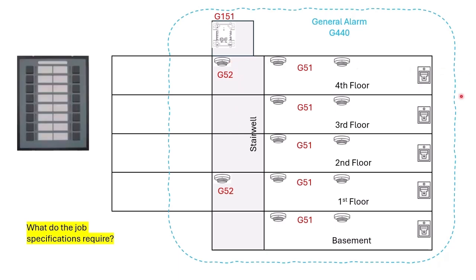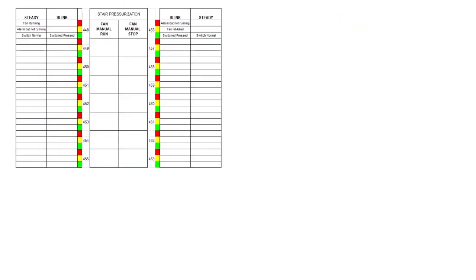Additionally, there's going to be a control needed at the fire panel for that fan to manually start it or stop it as needed. Moving on to program, we have our switch module here, and we're going to define this switch to be the manual run, this switch to be the manual stop. And then we'll define how we want the lights to work next to each switch. So red steady next to the run will be the fan is running.